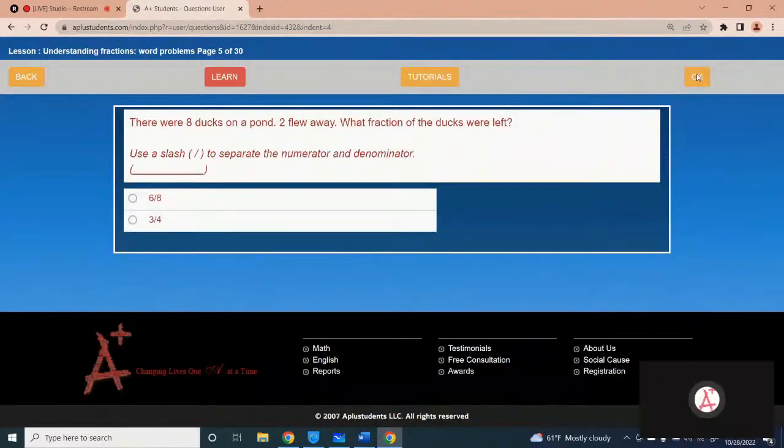Okay, there were 8 ducks on a pond. 2 flew away. What fraction of the ducks were left? So when you have a total of 8 and 2 of them flew away, so 8 minus 2, that means now I have 6 of the ducks left. Got it? So it would be 6 over 8. Got it?